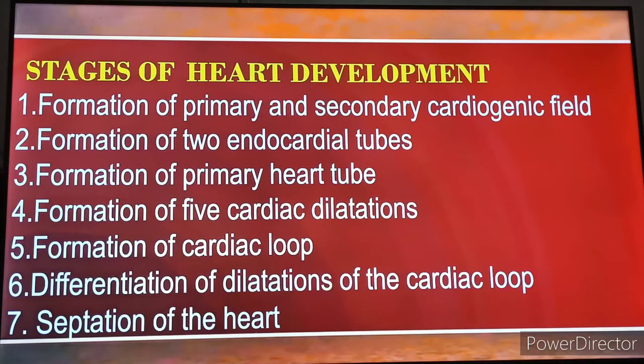We're going to have stage number 5 where there is a formation of a loop. These dilatations from the primary heart tube are going to form a U-shaped loop. And then finally, the dilatations that we formed at number 4 are going to differentiate into various parts of the heart, and then we're going to form septations of the heart.